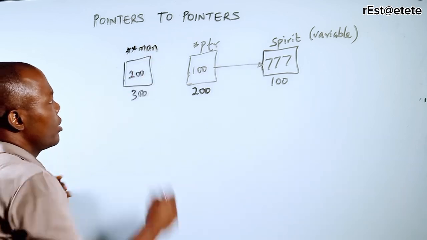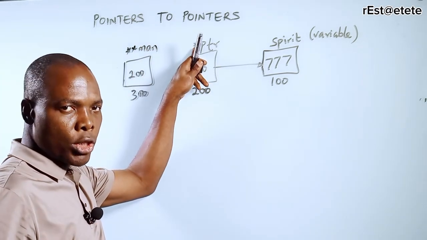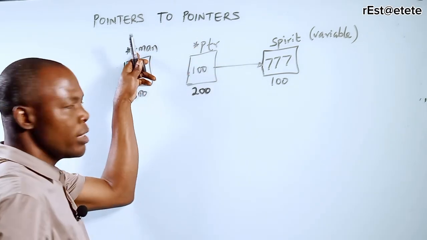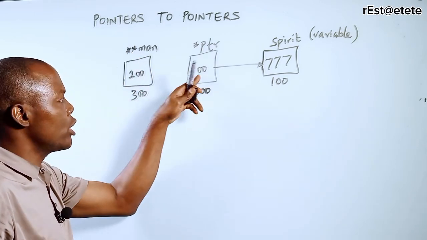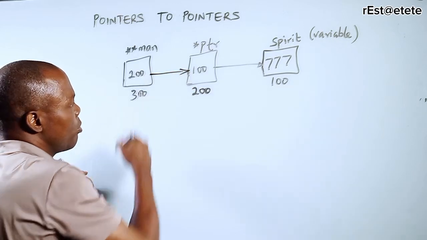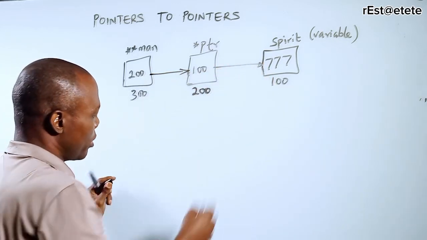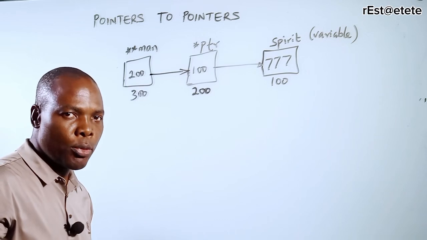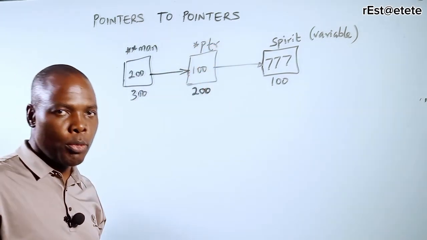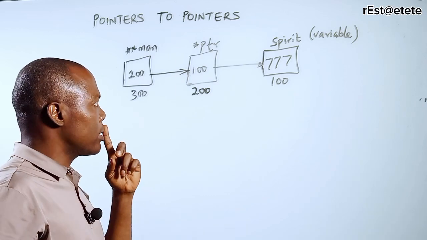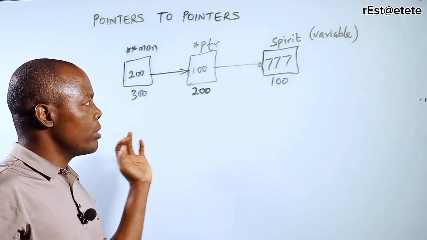So if this is a pointer with just one asterisk, this one will be a double pointer with two asterisks pointing to this pointer. So this one will now point to this. Now, how do you write a program to illustrate this concept? Pointers to pointers. That is what I want to show you in today's class.